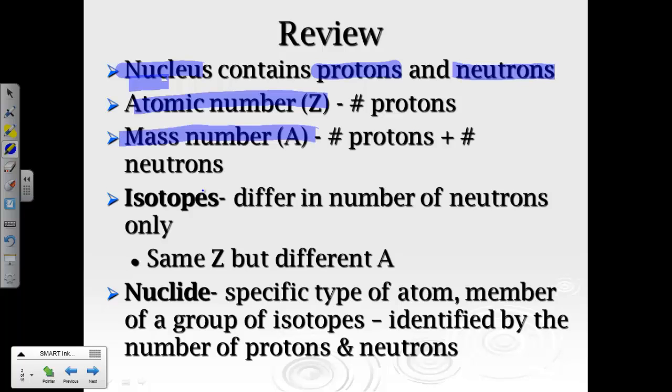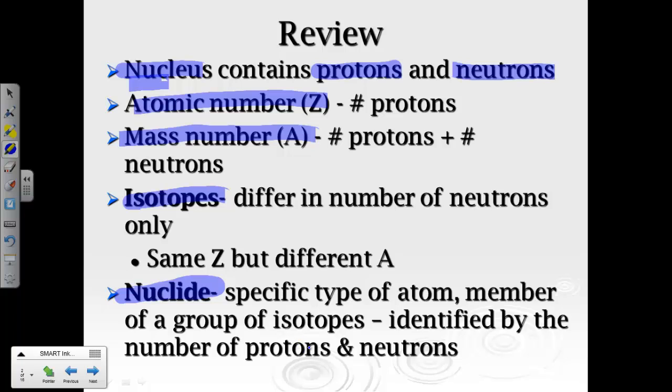The mass number is going to be the number of protons plus the number of neutrons. Isotopes only differ in numbers of neutrons only for the same atom. And a nuclide is a new term that we've not talked about that's just a specific type of atom, or a member of a group of isotopes, if you will, which is identified by the number of protons and neutrons.